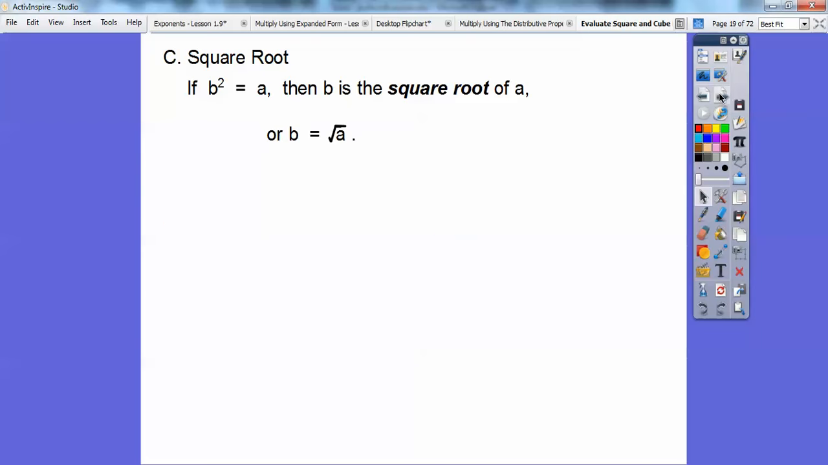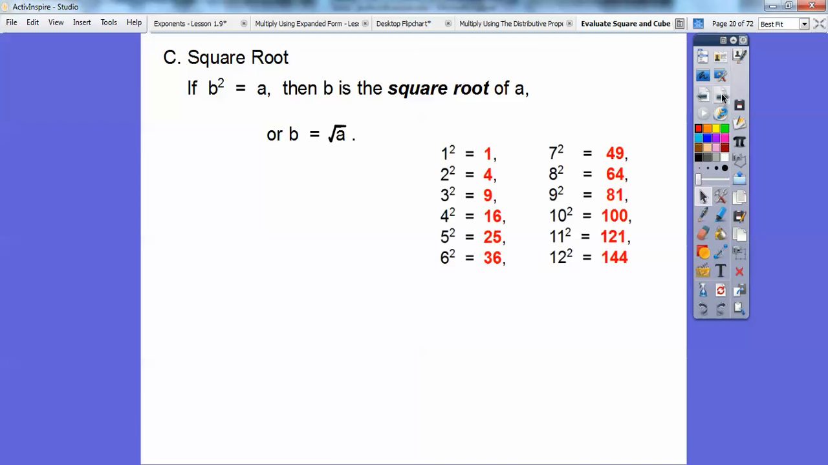Square roots, you guys. It kind of goes like this: if b squared equals a, then b is what's called the square root of a. So if I said, what's the square root of 1? It would be 1. What's the square root of 4? It would be 2, because remember, if 2 squared equals 4, then 2 is the square root of 4. What's the square root of 121? It would be 11.